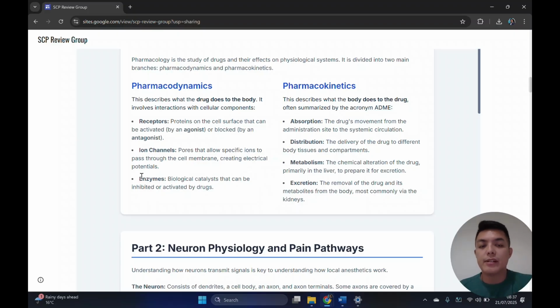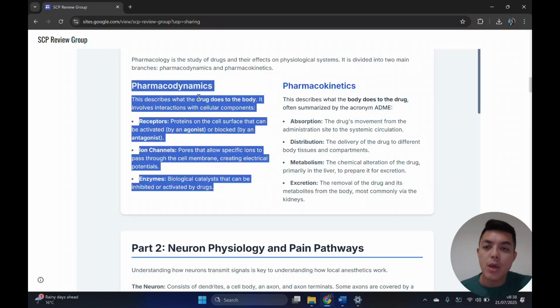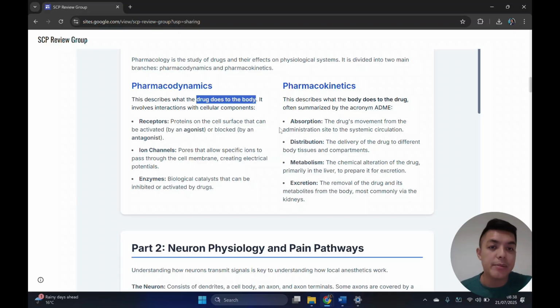Next are the enzymes, or the biological catalysts that can be inhibited or activated by drugs. So in a nutshell, that's pharmacodynamics, what the drug does to the body. And next is pharmacokinetics. This describes what the body does to the drug.